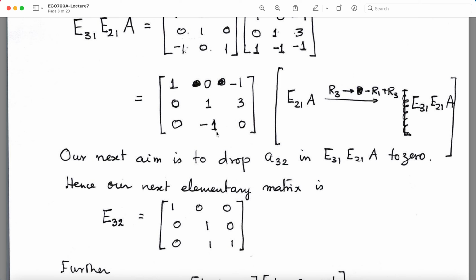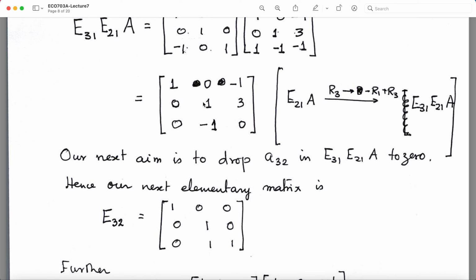Now there is no role of R1, because all the things below row 1, except the first diagonal entry, all the entries in that column have been dropped to 0. So the job of row 1 is over. Now I am coming to the second diagonal element. All entries below the second diagonal element have to be 0. So now the role will come of row 2, right?